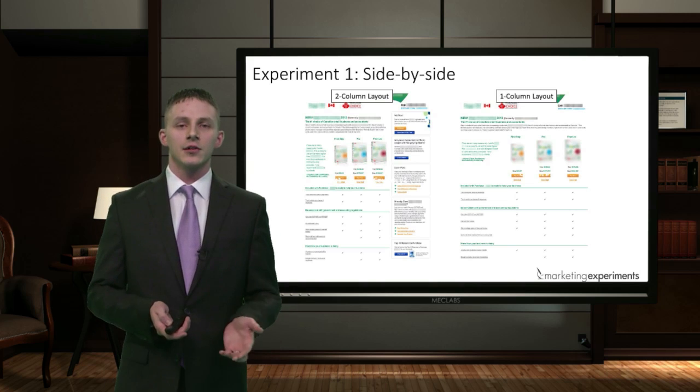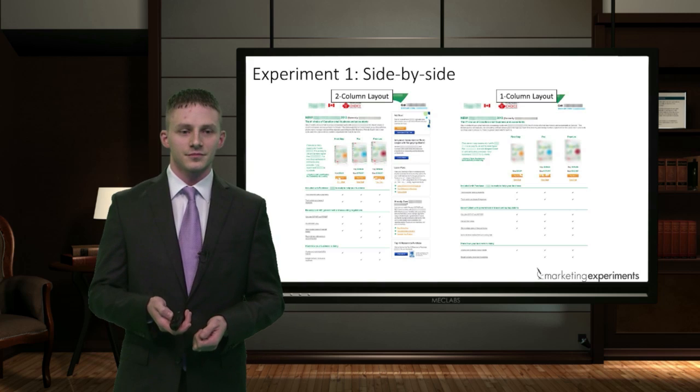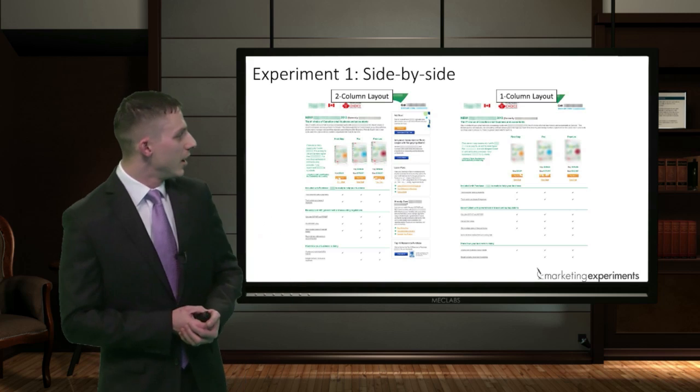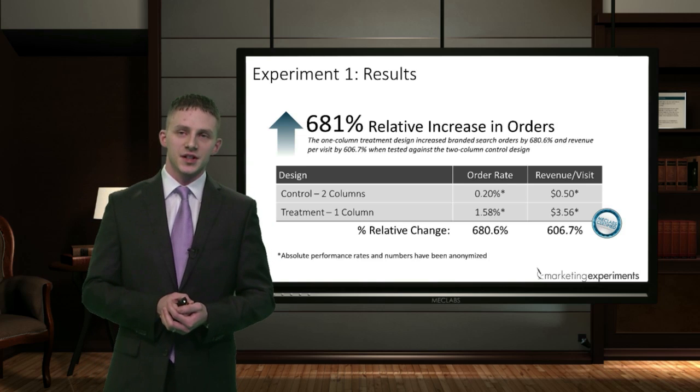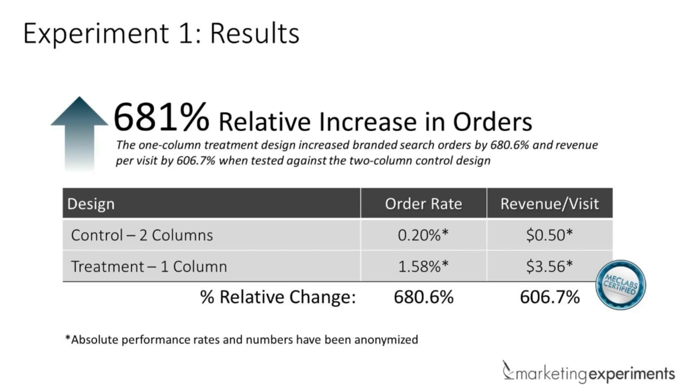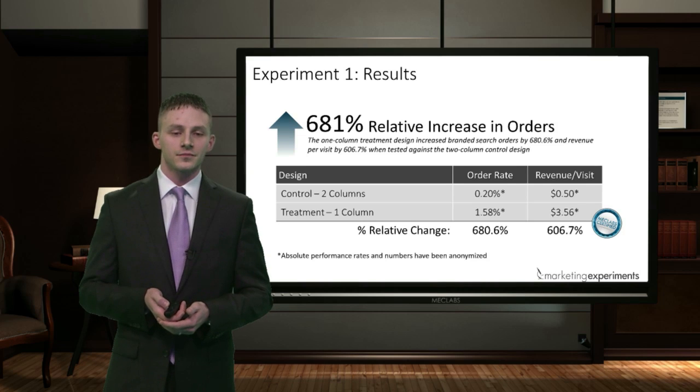So let's take a look at the result. Well, the one column has it for this particular test, a 681% relative increase in orders. And not just orders, but if you take a look at the revenue per visit, we're actually at a 607% increase in revenue per visit. Just a quick note, these numbers have been anonymized, so if you're looking for average conversion rates, don't bother.